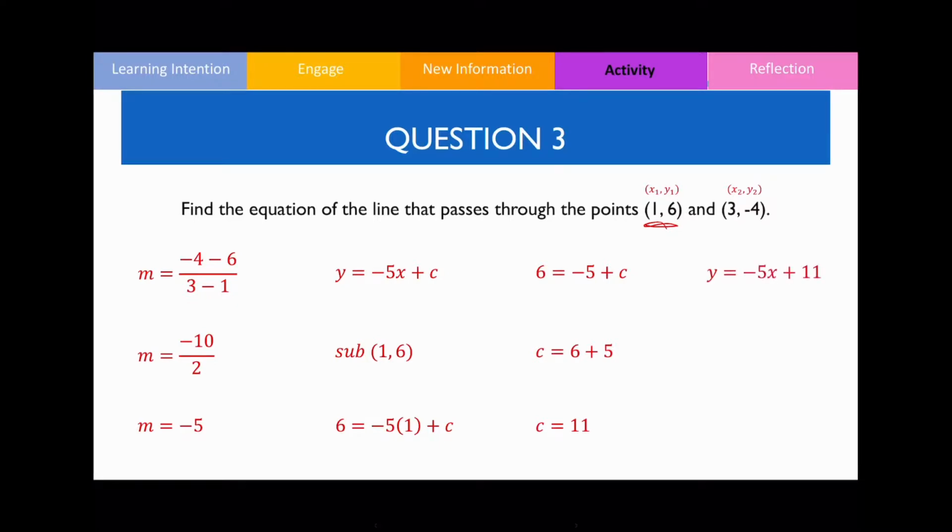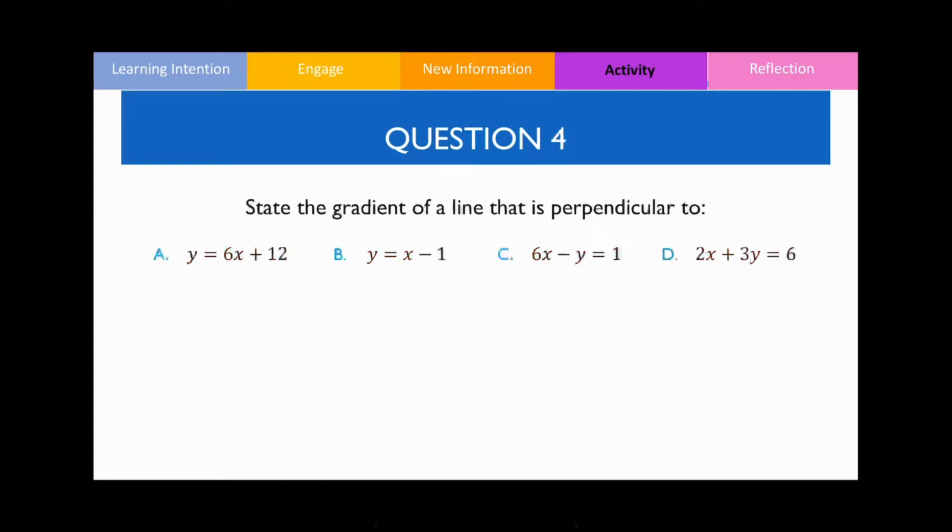So therefore, your equation should be y is equal to -5x plus 11. For question 4, it wants you to state the gradient of a line that's perpendicular to each of these equations shown down below. So in this case, for part A, we know that the gradient is equal to 6. So just find the negative reciprocal of that. So it's going to be -1 over 6. For part B, it's going to be -1.